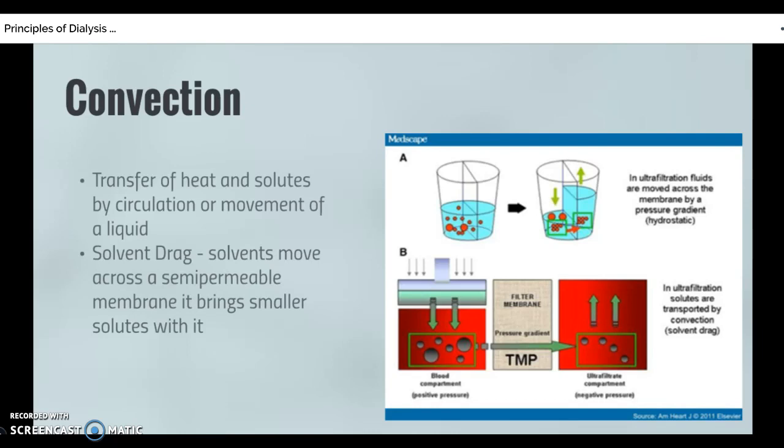You then have solvent drag, which are going to be solutes that move across a semipermeable membrane, and it's going to bring smaller solutes with it. And this picture is just depicting how ultrafiltration works, and then how different solutes are transported in that.